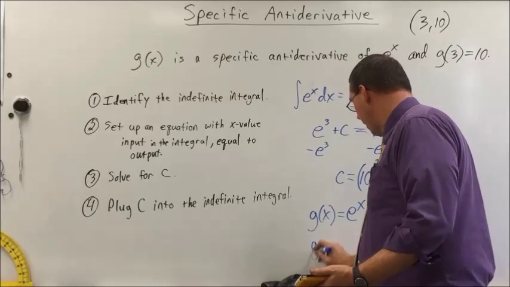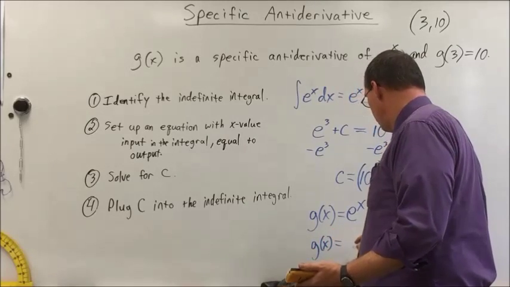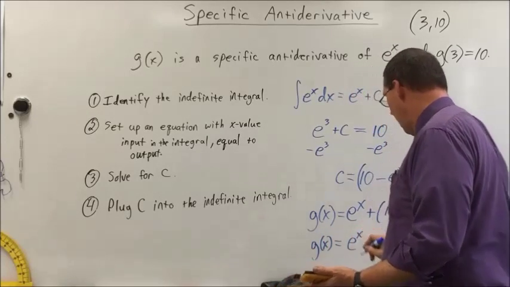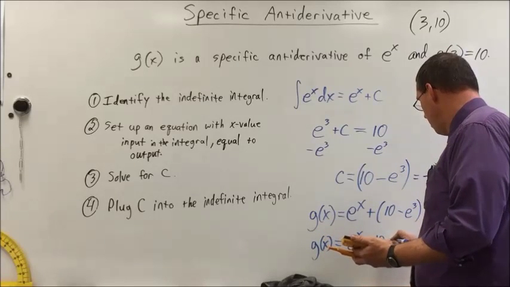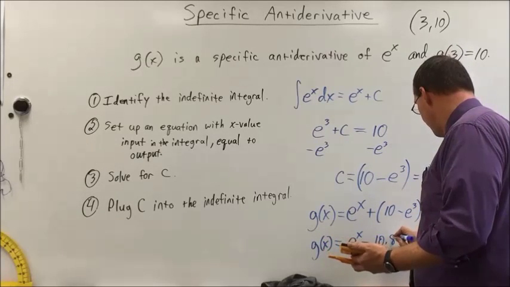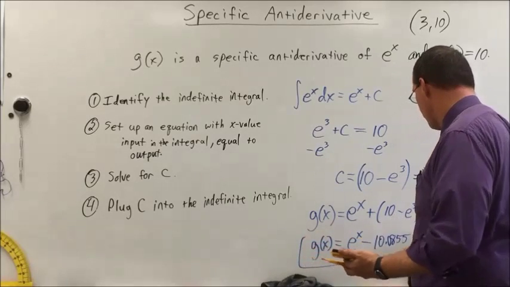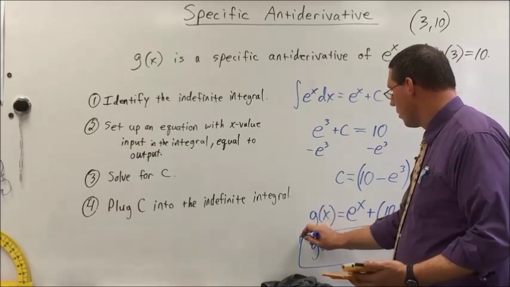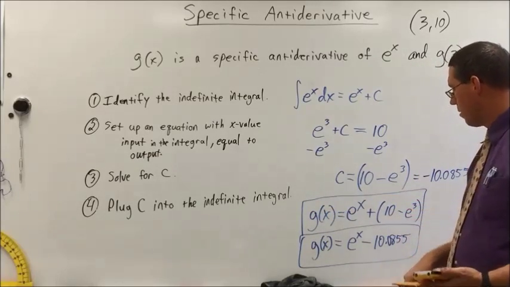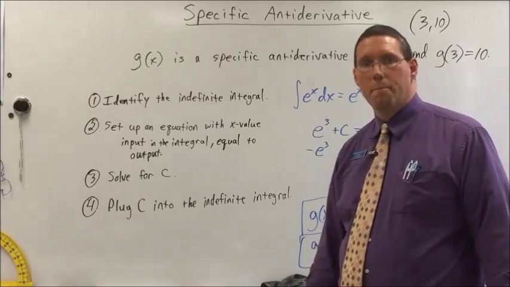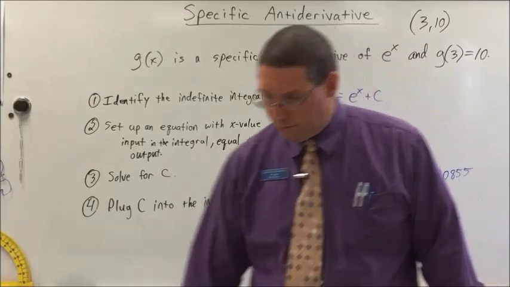So we could say that g of x is equal to e to the x power, and since this is negative, we'll put minus 10.0855, and this is our specific antiderivative. But personally, I like this one better. This one is more precise, leaving it as the 10 minus e to the third power. That's how you do a specific antiderivative.